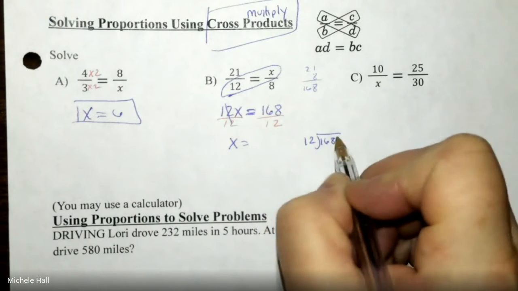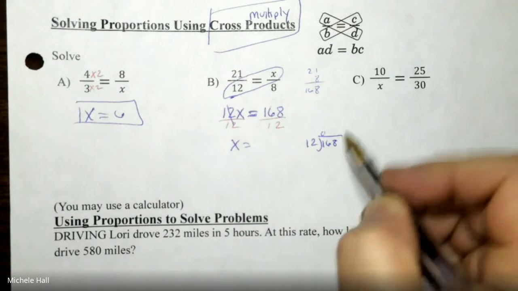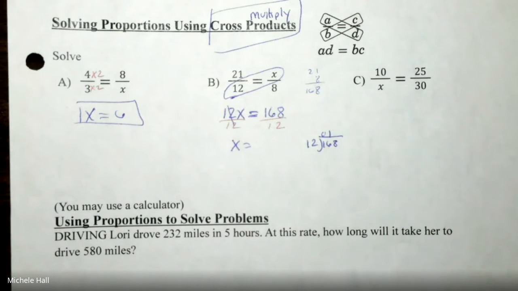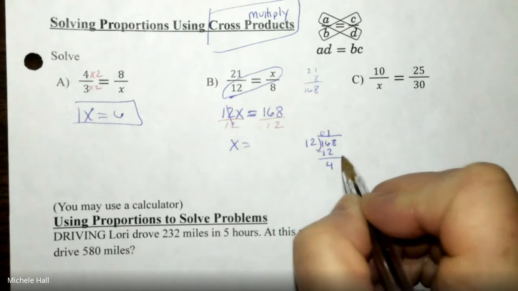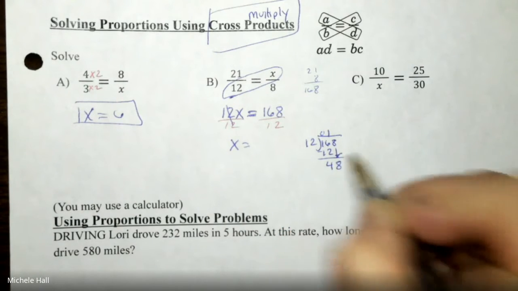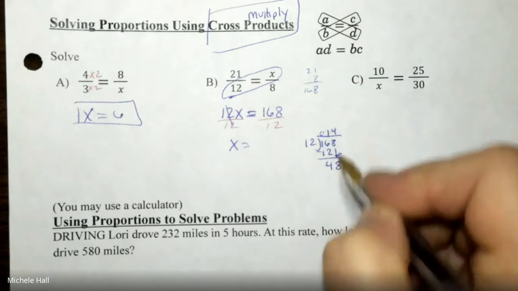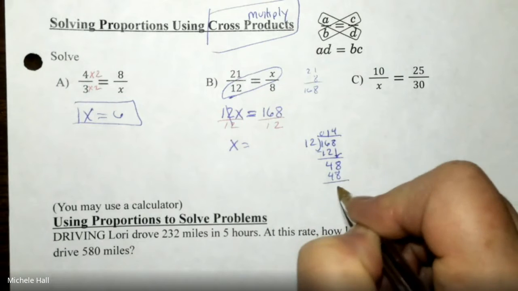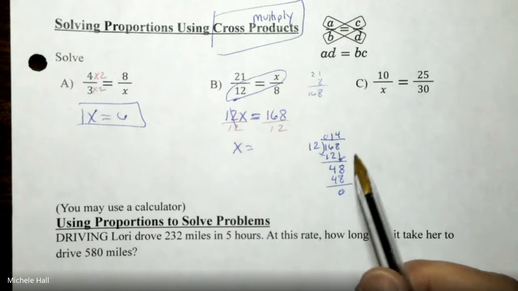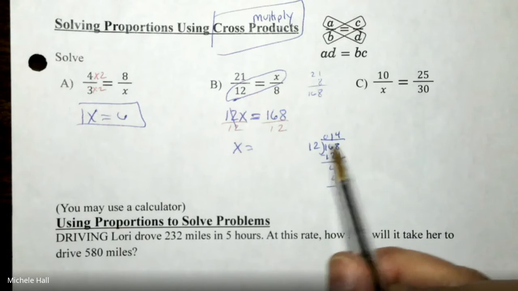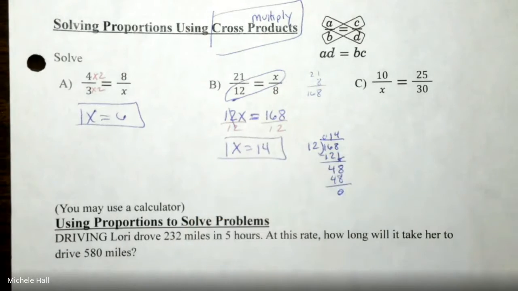168 is being divided by 12. 12 doesn't go into 1. 12 into 16 one time. 1 times 12 is 12. I subtract. Bring down my 8. And 12 into 48 would be 4 times. 4 times 12 is 48. No remainder. Our answer is 14. 168 divided by 12 is 14. Therefore, x equals 14.